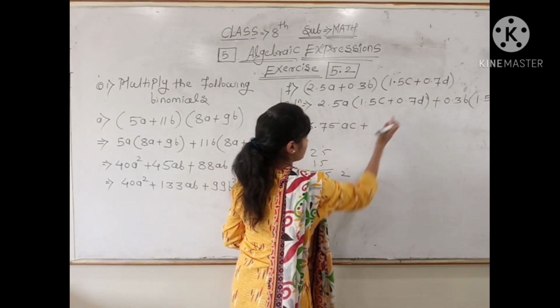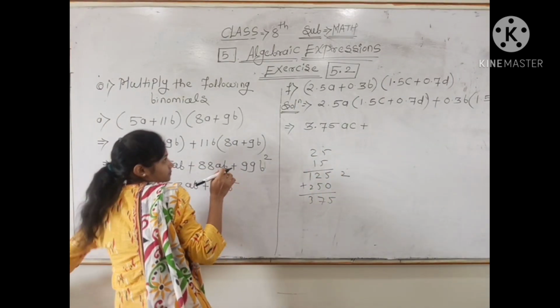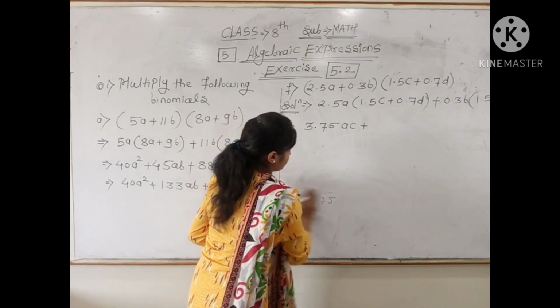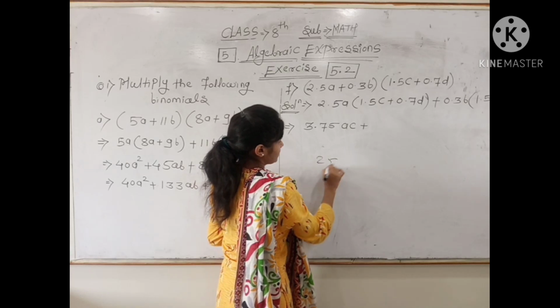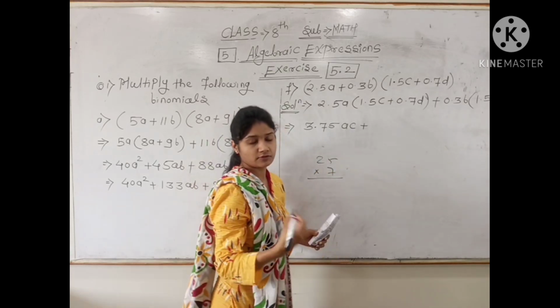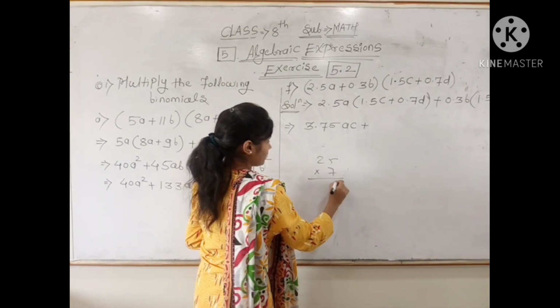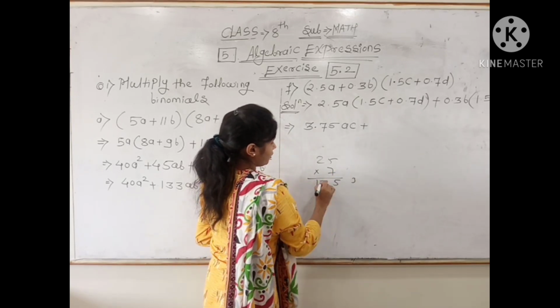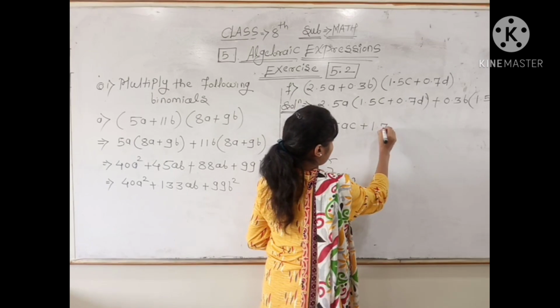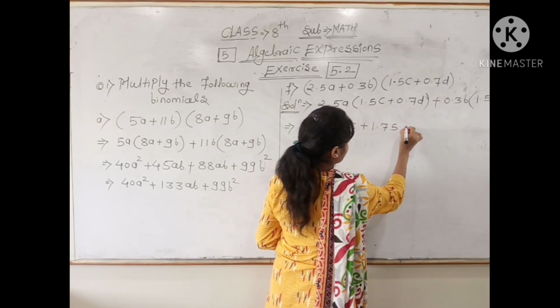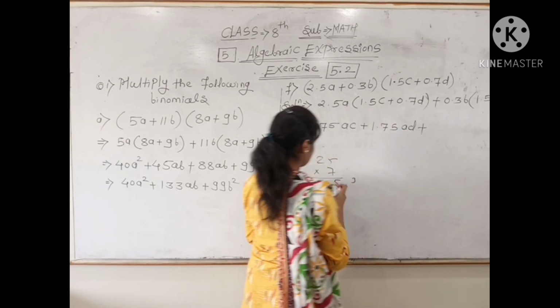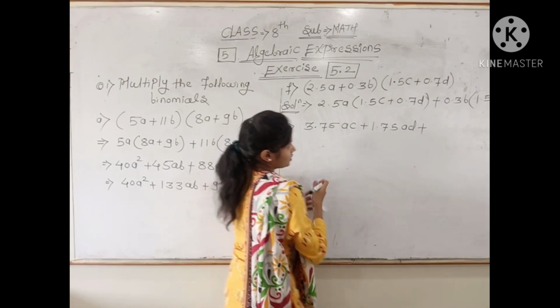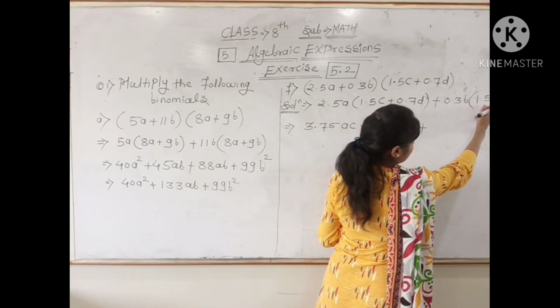Then 2.5 is multiplied by 0.7. What is that? 25 multiplied by 7. Okay, without the decimal you have to multiply. 7 5s are 35, carry 3. 7 2s are 14 plus 3 is 17. Decimal point, 1.75. A multiplied by d is what? AD plus.